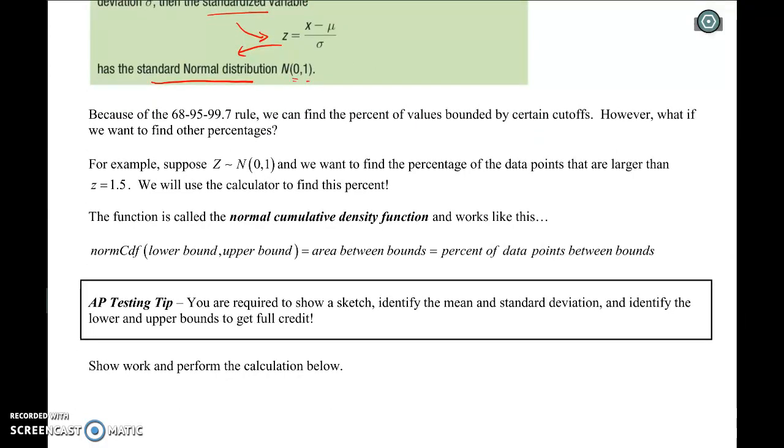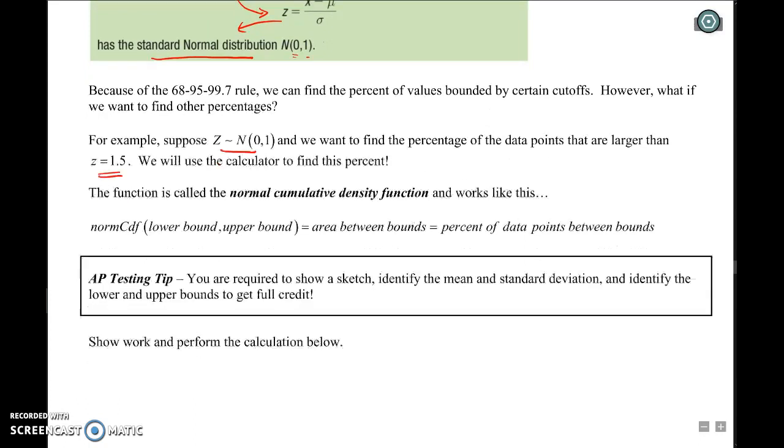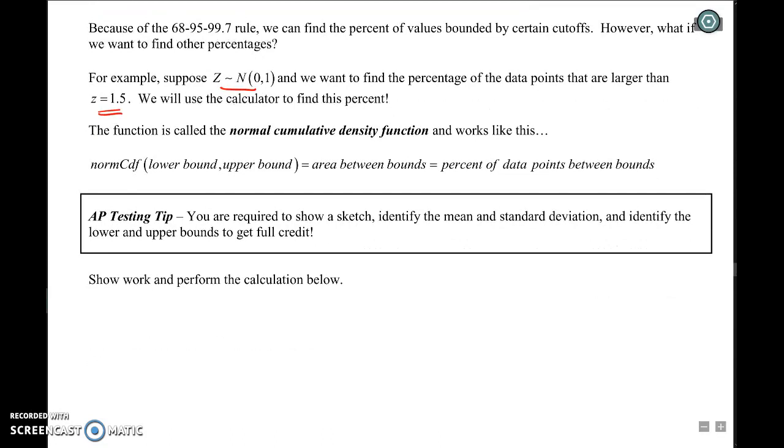Because of the 68, 95, 99.7 rule, we can find percent of values bounded by certain cutoffs, namely 1, 2, and 3 standard deviations. However, what if we want to find other percentages? For example, suppose we have a standard normal distribution, and we want to find the percentage of the data points that are larger than 1.5. In order to do this, we need to use a calculator or an applet or something along those lines.